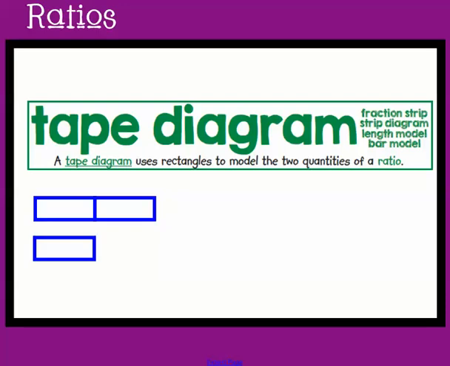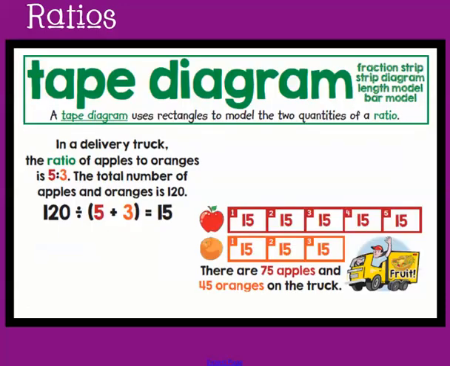And in a tape diagram, we use rectangles to model the quantities of a ratio. So we're looking at how much is in each part of the ratio. I'd like to start with this example and a tape diagram.